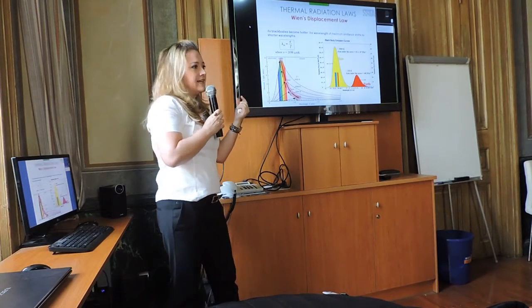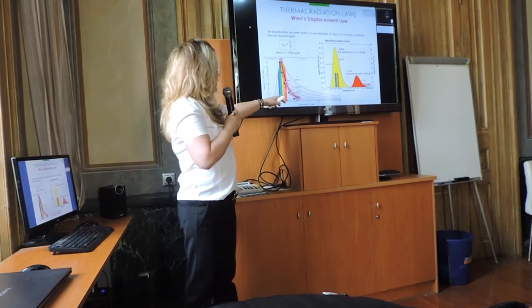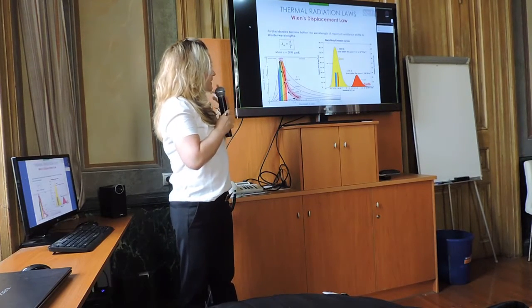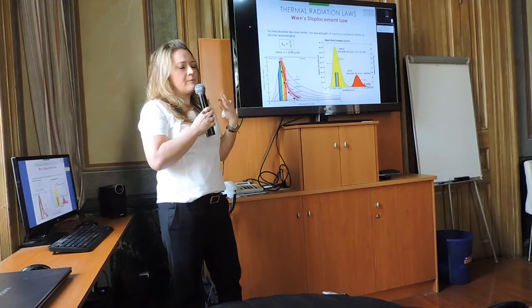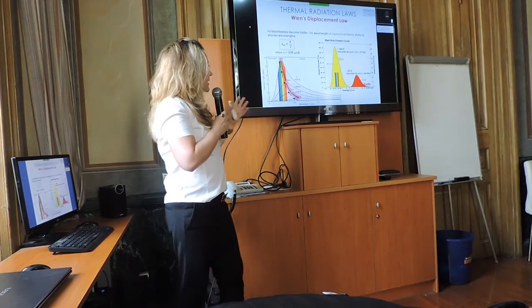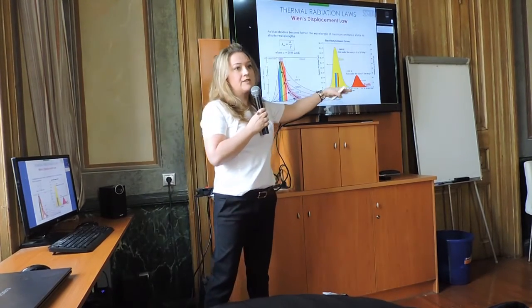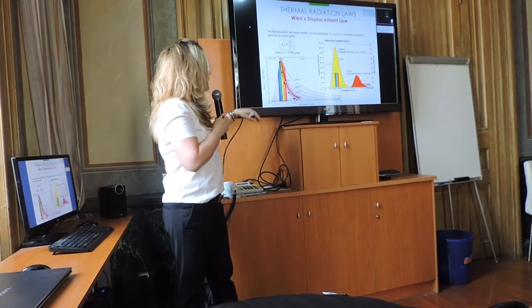So in essence, visible is the radiation that is acquired by our eyes. We don't have eyes in thermal infrared. For this, we need special cameras.